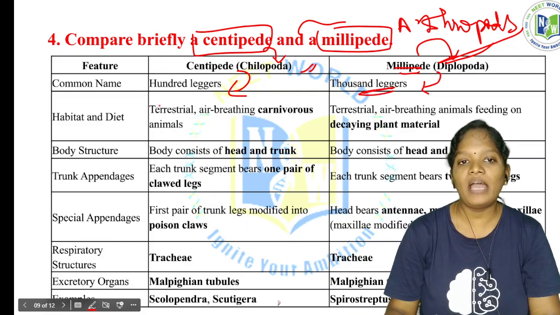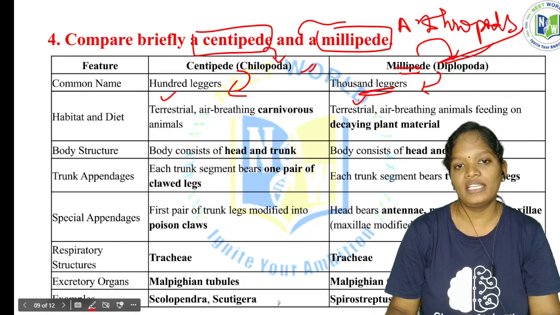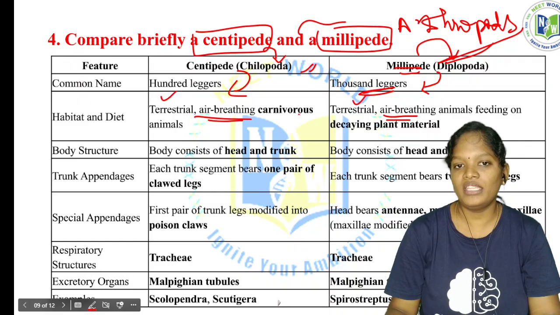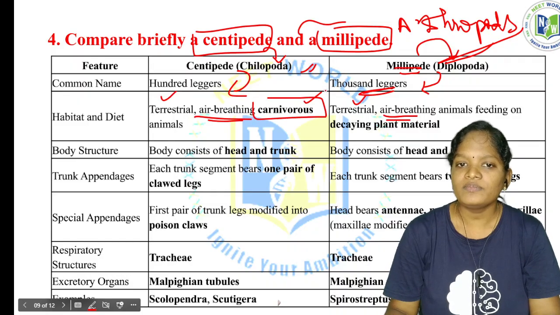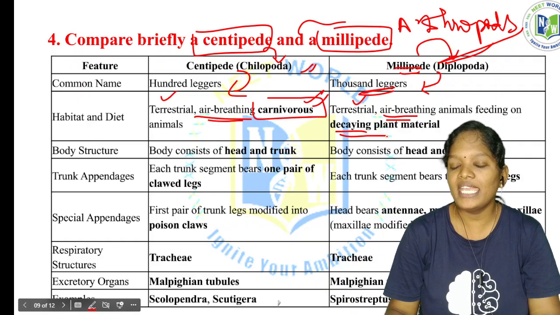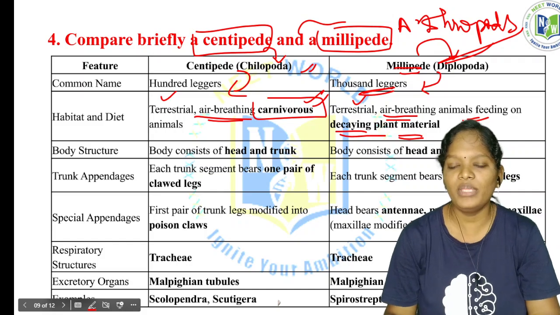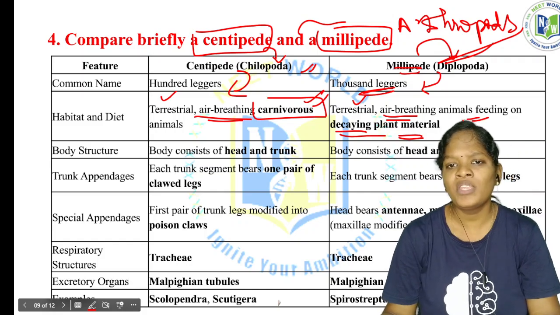And what will be the habitat of centipede? It will be terrestrial. Both are terrestrial. Both are air breathing, but the centipede is considered carnivorous, while the millipede feeds on decaying plant material. We can say they are decomposers or detritivores.